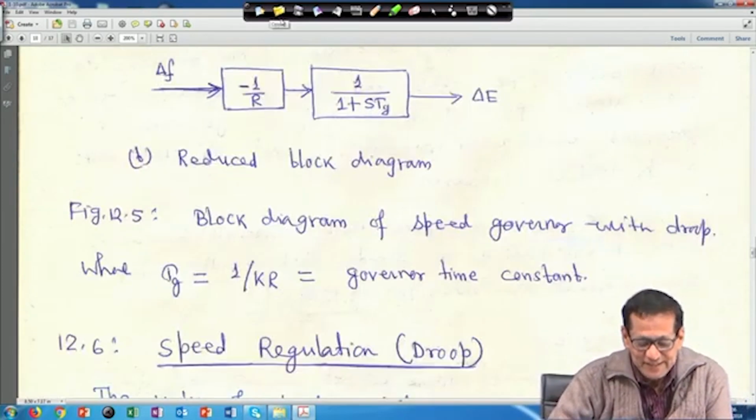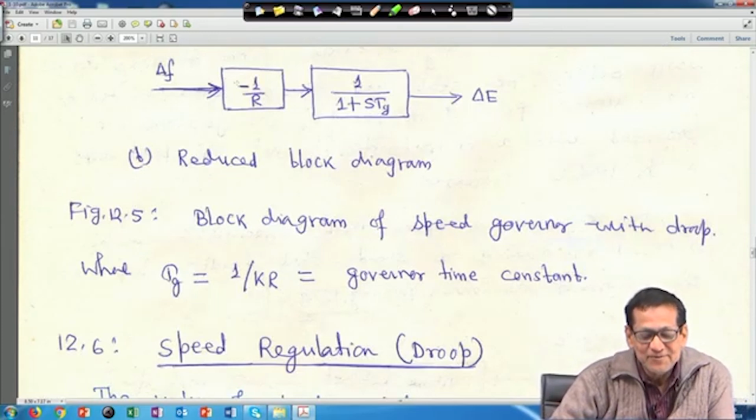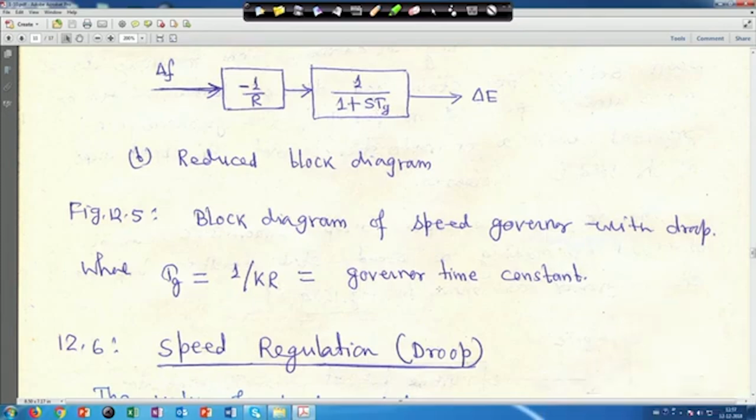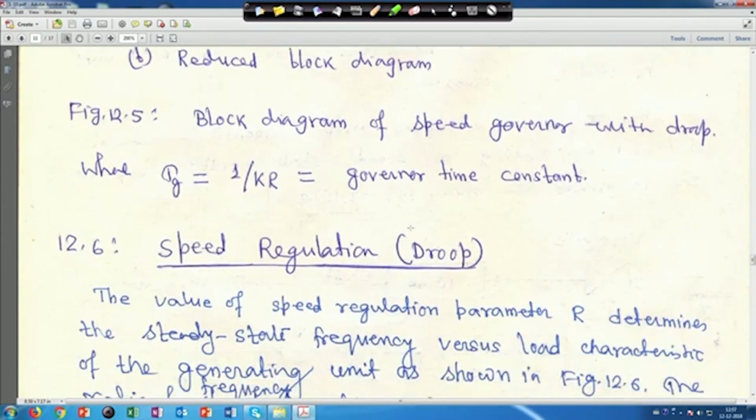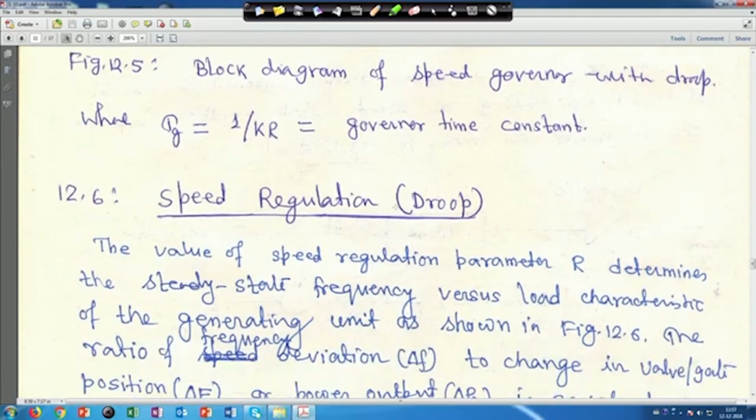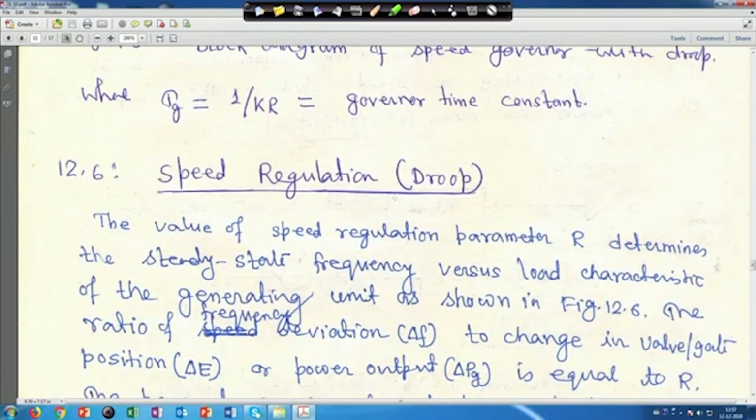Simply, I have written that this will become minus delta f by R. So, delta f is the input: minus 1 upon R into 1 upon 1 plus s T G, and T G is nothing but 1 upon K into R, that is the governor time constant. And R is the speed regulation parameter, sometimes we call it the droop parameter.